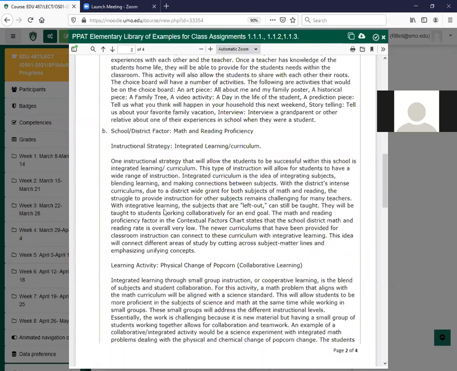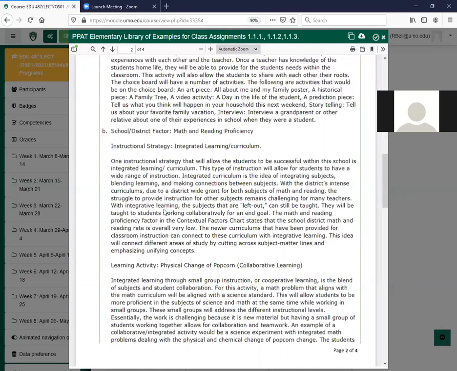And how does that integrated learning curriculum, what does she say? What does she say will help the students to learn better? What about that integrated learning curriculum? It will allow for students to have a wide range of instruction. Okay, anything else? A wide range of instruction. And it is the idea of integrated subjects, blended learning, and making connections between subjects with the district's intense curriculum. Okay, it helps the students.